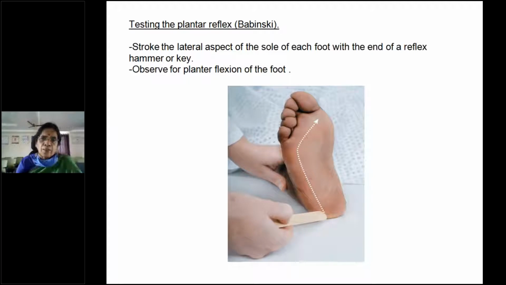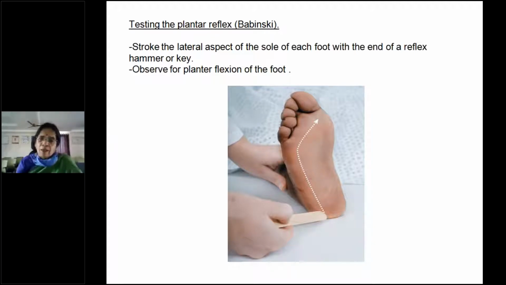So it should not touch the base of the great toe. In that way, you have to apply the stimulus. Also, you should not use any sharp object. You can use a blunt object like a key, or the end of the knee hammer also. So never use a sharp object.